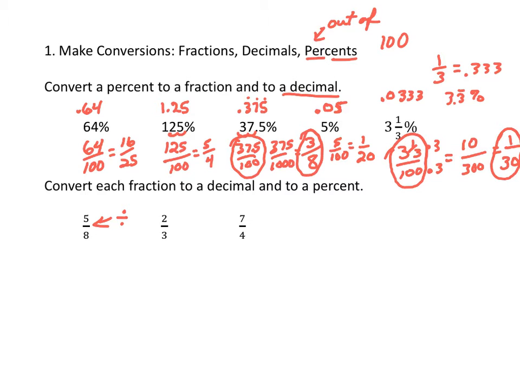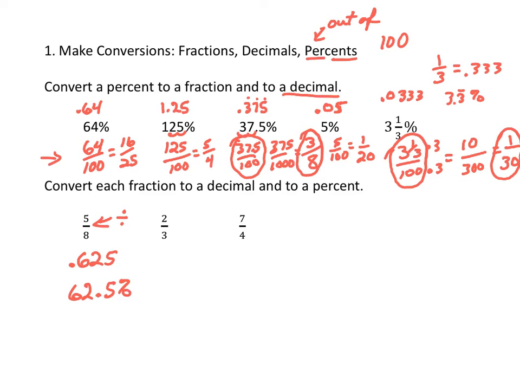Okay, so I divided that. I got 0.625. Now that's my decimal. If I want the percent, I have to have a number out of 100. So that would be the opposite of what we were doing up here. See, up here we were dividing by 100, so now we're going to multiply by 100.